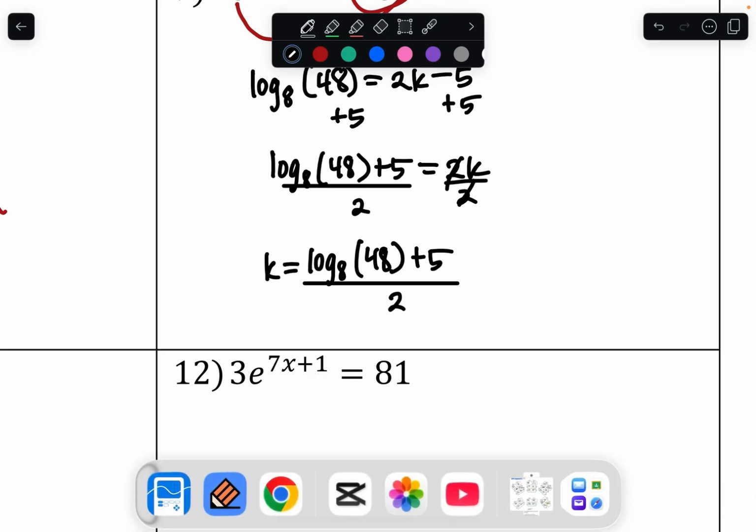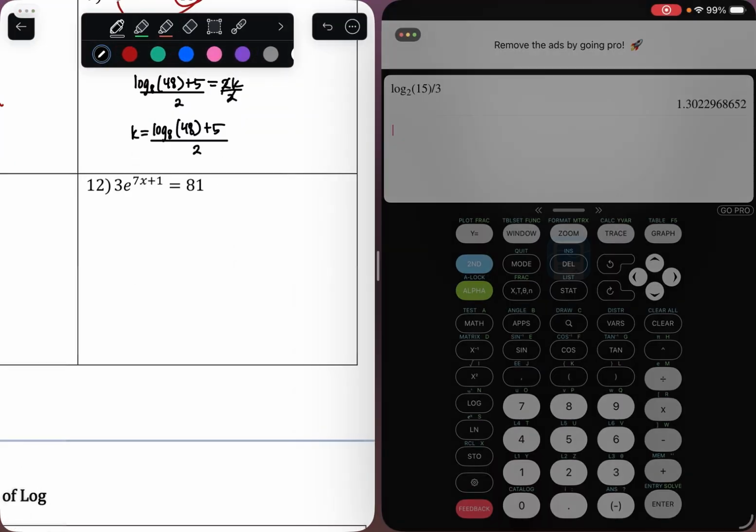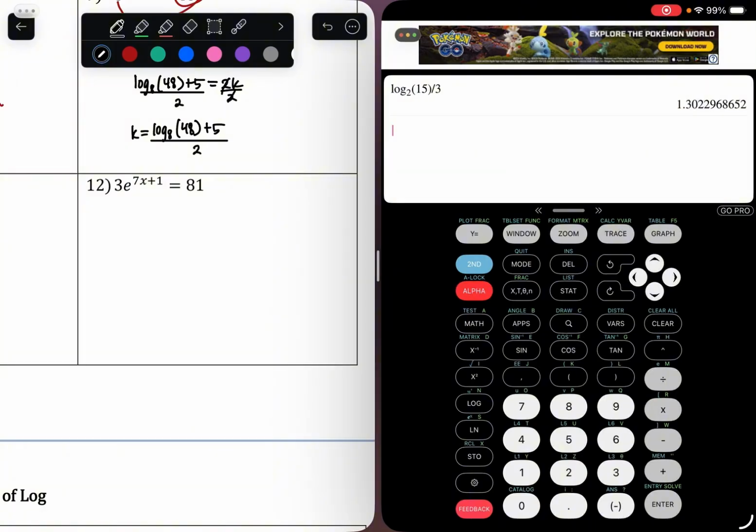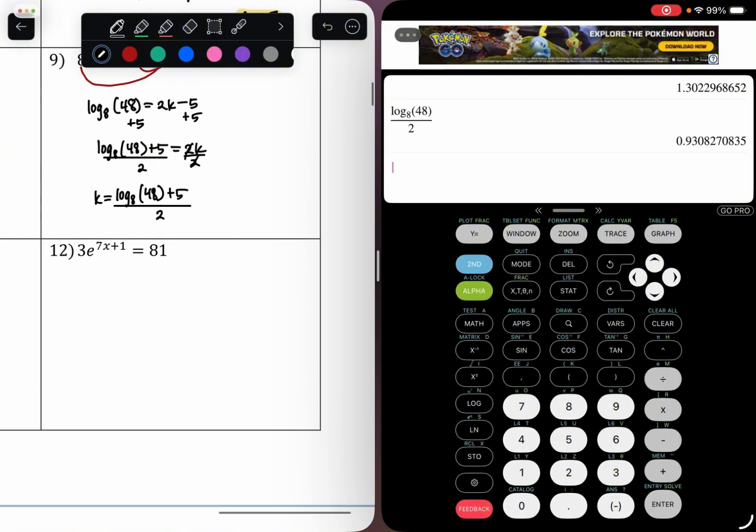And so to type that in your calculator, the best way to do that is, if you have the shortcut key to get the fraction, it's alpha, y equals, enter. And then you can do math alpha, math, base 8 of 48 over 2. And so that's approximately 0.93. Okay, and so to get this fraction bar, it's alpha y equals, and then to get this log base 8, that's math alpha math.